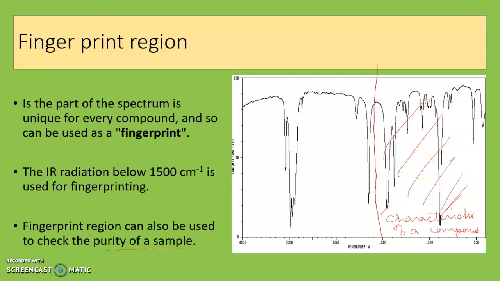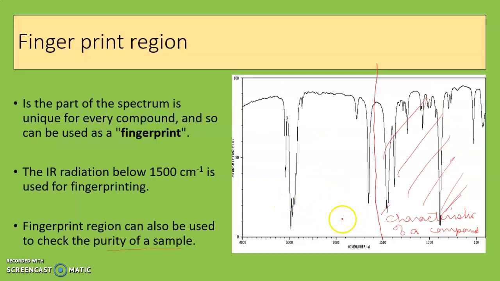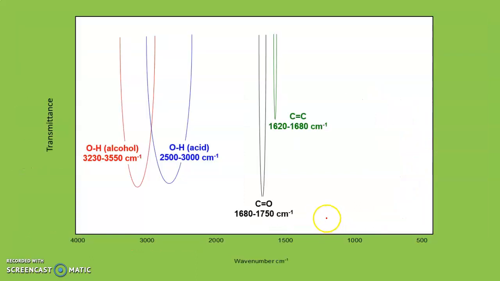When you look at the functional group part of the spectrum, and the functional group area is above 1500 wave number, these are some of the key functional groups that are commonly asked in the A-level syllabus. So OH in an alcohol falls within this area. You would need to be able to identify these key functional groups from the spectrum.